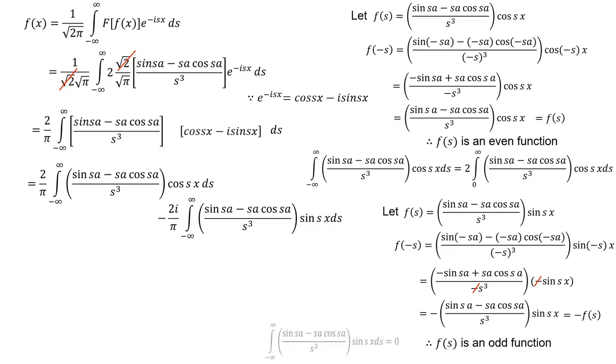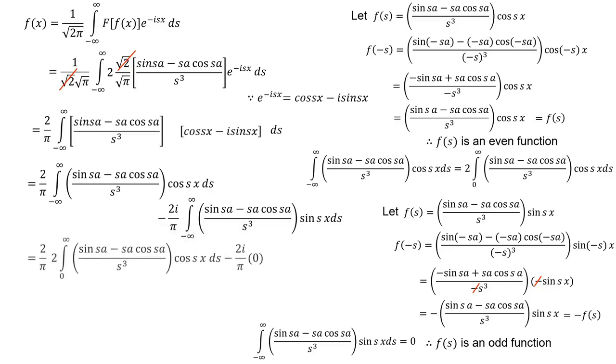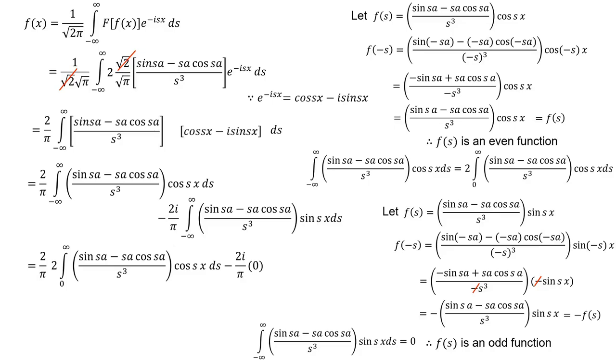So from this idea, the total integral value, integral over minus infinity to plus infinity of (sin sa minus sa cos sa) by s cube sin sx ds, equals 0. Therefore from the first part, 2 divided by pi into integral over minus infinity to plus infinity can be written as 2 into integral over 0 to infinity into the remaining part. The second integral value becomes 0. Therefore we can get our f of x equal to 4 divided by pi integral over 0 to infinity (sin sa minus sa cos sa) by s cube into cos sx ds.